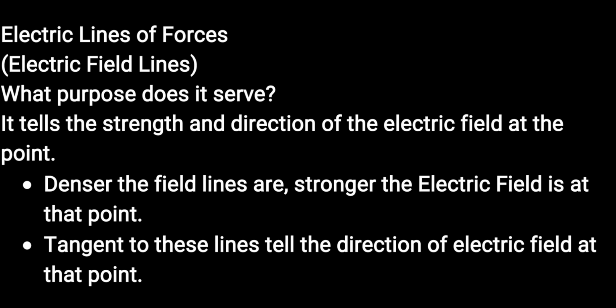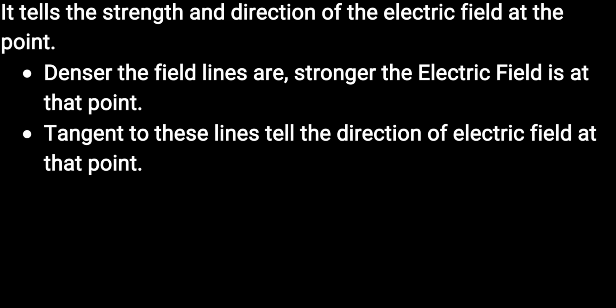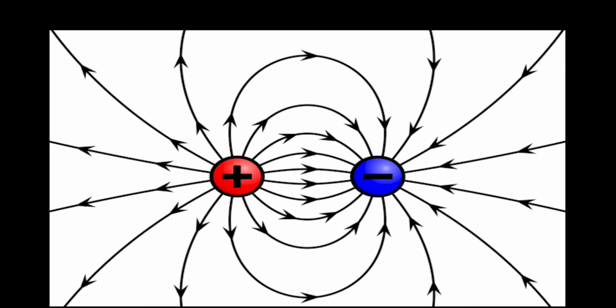Okay, so electric lines of force or electric field lines. What is this? What purpose? I mean, why do we have these lines? First of all, these are imaginary lines. These are not just some line drawn somewhere. These are imaginary lines, and these lines tell us the strength and direction of the electric field at that point. So, for example, I'll show you here. This is the diagram. You can see that this is positive charge and this is negative charge. Electric field line is coming from positive charge and it is going into negative charge.